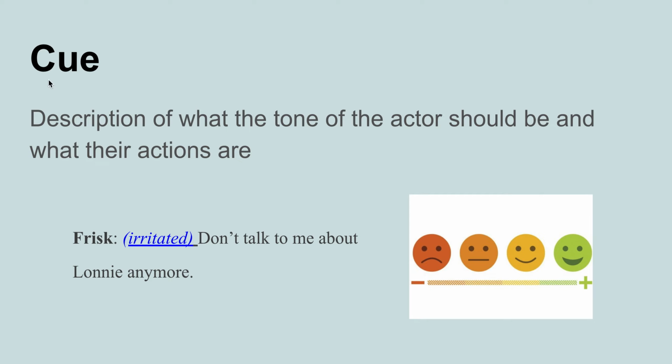The next word is cue. And a cue is the description of what the tone of the actor should be and what their actions are. In this example, I have the cue in blue and underlined, and it says irritated. So this cue is telling us what emotion Frisk is feeling. If you are watching the play, the actor would be acting irritated when they say this line. But because we're reading it, we just have to read the word and know that this is how this person is feeling.